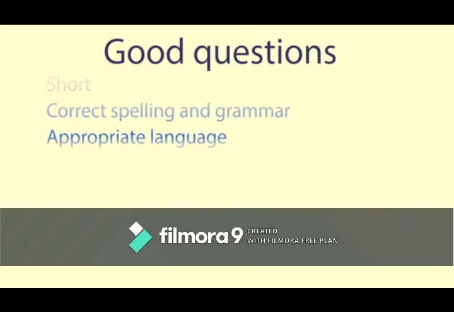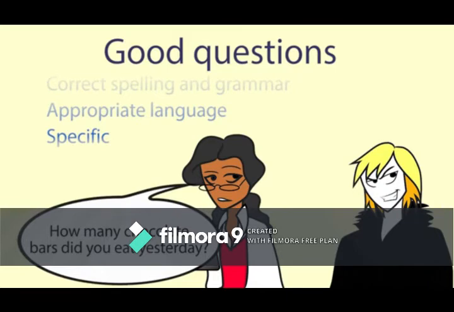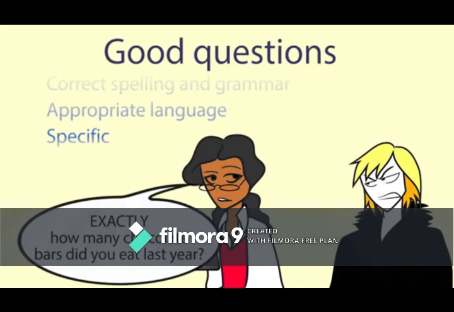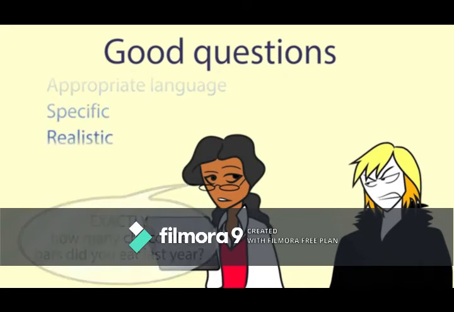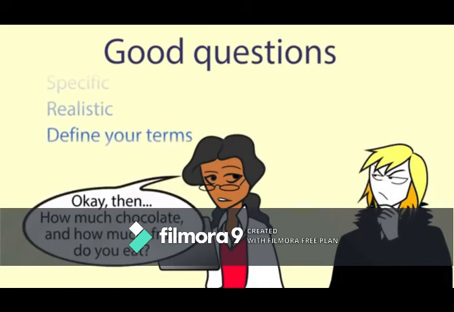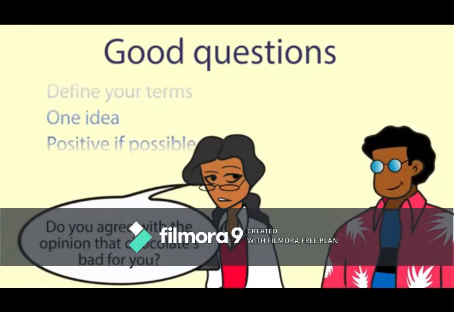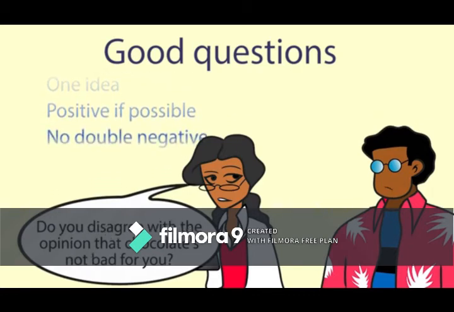It is usually better to ask what a person did in a certain instance or over a certain period of time than for them to recall in general what happens. But you need to be realistic about what you can expect people to remember. And you need to define your terms. It is important to have just one idea in a question. If there are two ideas, use two questions. It is better to ask questions in positive terms if possible. Avoid a double negative, as that can be very confusing.